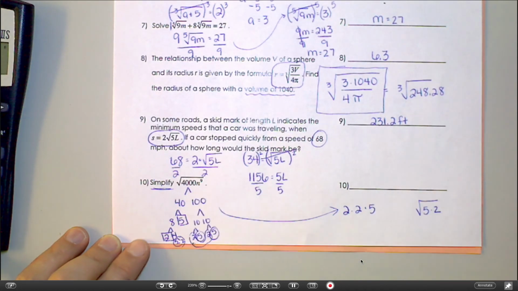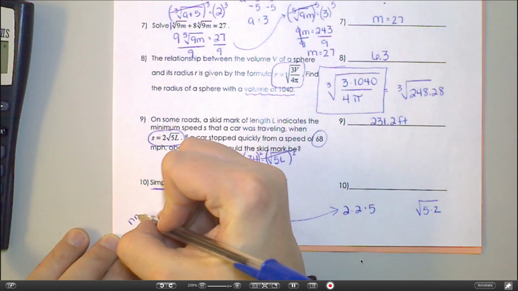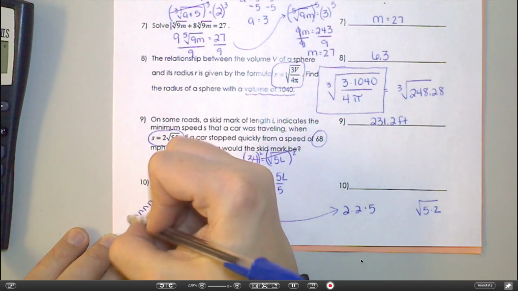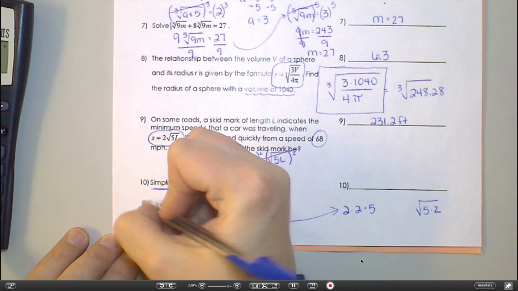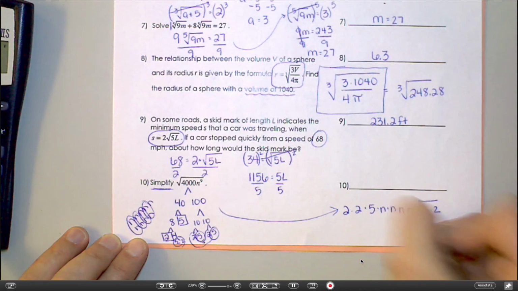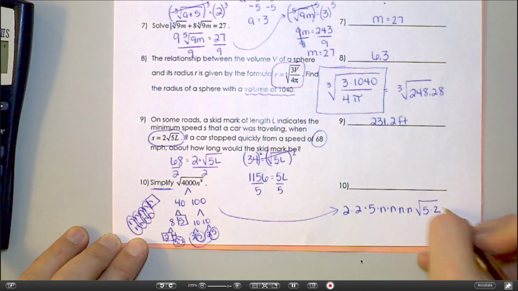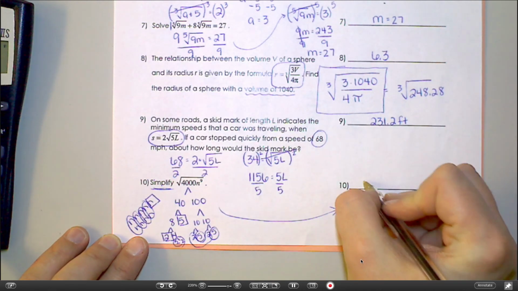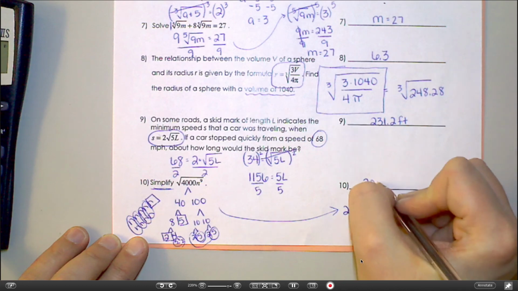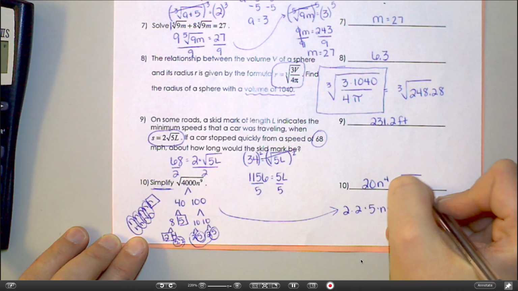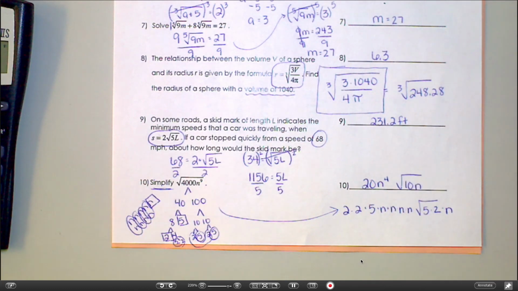For n to the 9th, you have 9 n's. 4 pairs, good. So 1, 2, 3, 4 pairs. So I'm putting 4 on the outside, 1 for each pair, and 1 left over on the inside. When I put this all back together, 2 times 2 times 5 is going to be 20, n to the 4th, and then square root of 10n. Final answer.